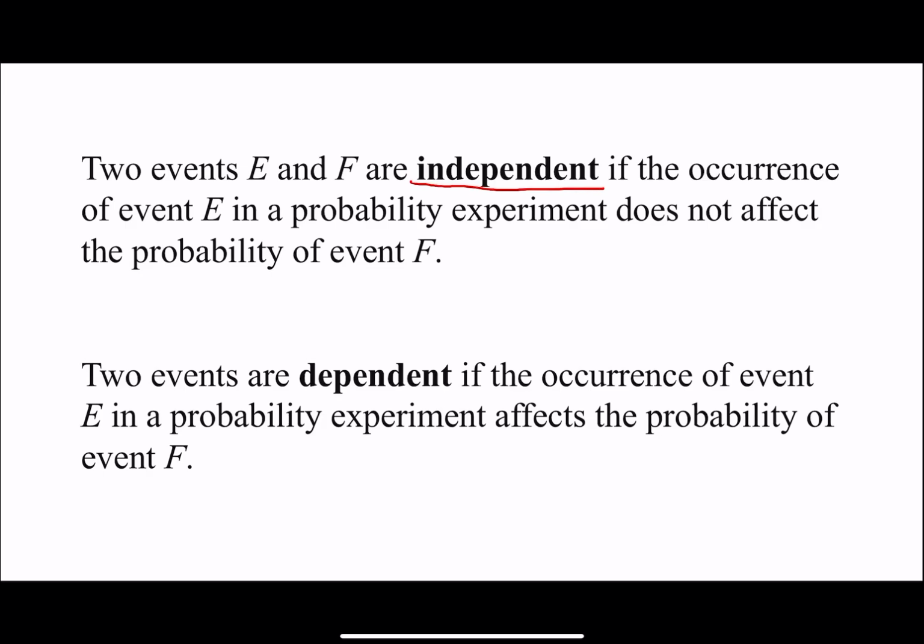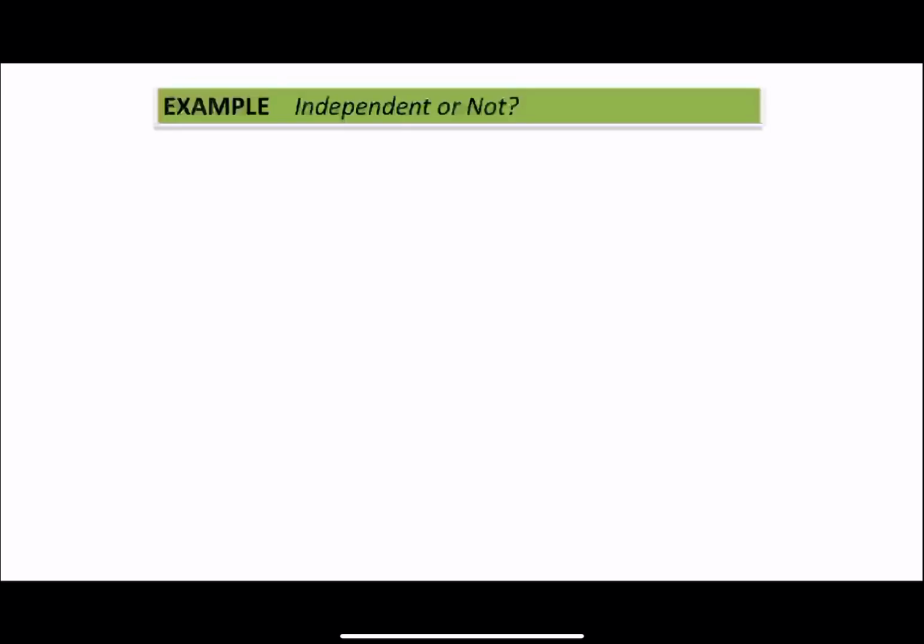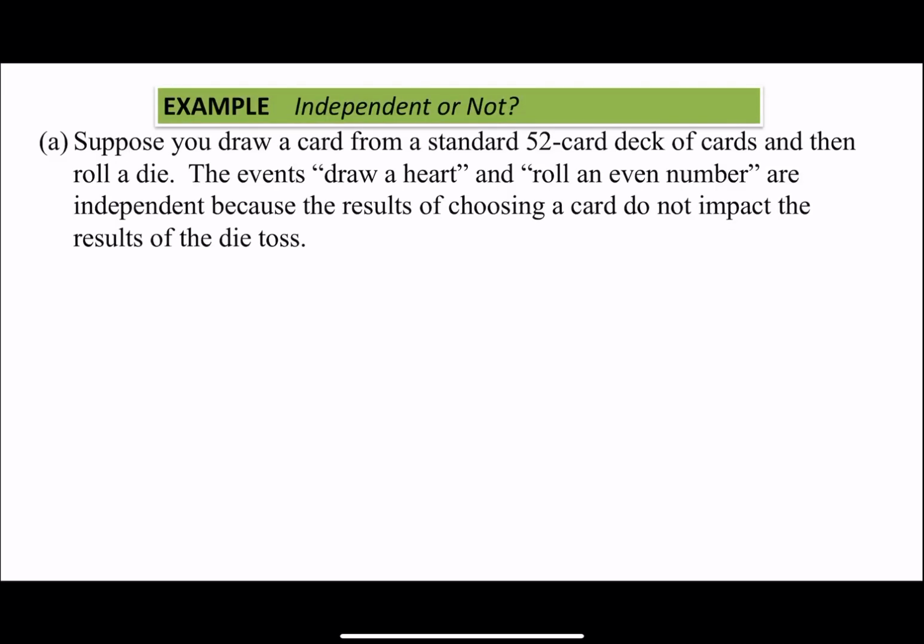We'll look at some examples and hopefully that will help here. So independent or not first. Suppose you draw a card from a standard 52 card deck of cards and then roll a die. The events draw a heart and roll an even number are independent because the results of choosing a card do not impact the results of the die toss. The only way that one would affect the other is if when I pulled the card, maybe the dice hit the card while I was rolling it, but otherwise they are completely independent. As long as they're not interacting with each other, they are completely independent.